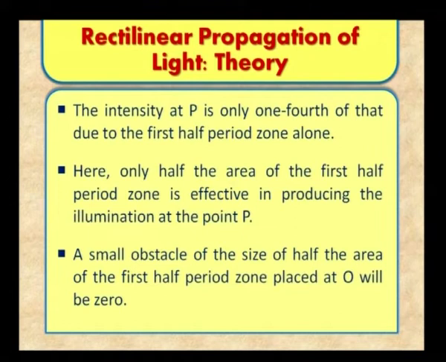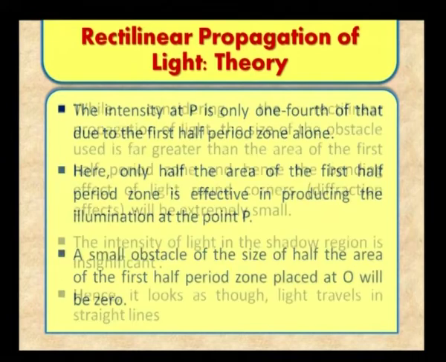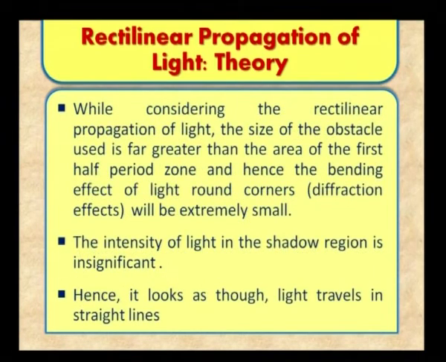You forget about the second half-period zone, third and so on. Whether you have 100 zones or 150 zones or 200 zones, it is immaterial. Only the light coming from the first half-period zone alone counts, because the intensity is M1 square by 4. Here only half of the area of the first half-period zone is effective in producing the illumination at the point P. A small obstacle of the size of half the area of the first half-period zone placed at O will lead to only 0 effect.